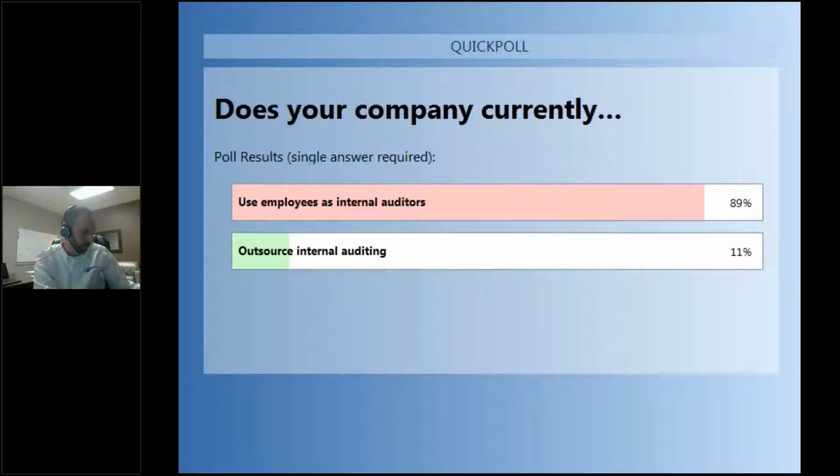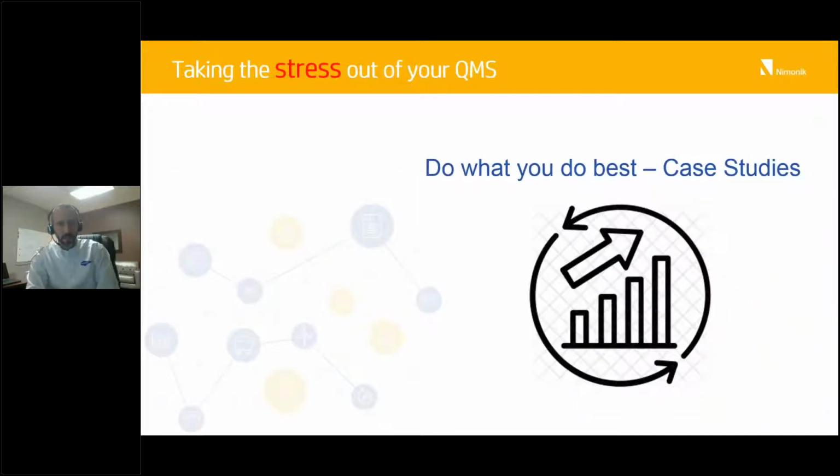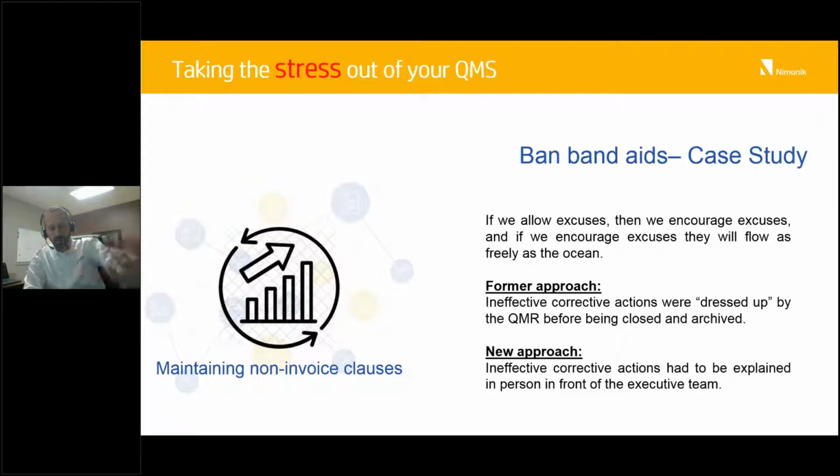Okay. Excellent. So let's go through these non-invoice clauses. What I find takes a lot of the stress out of a quality management system is to do what you do best. I want to look at a couple of case studies and a couple of ideas. The first thing is I want to tackle corrective actions first, because this is one of the biggest weaknesses that I see when I actually go audit.